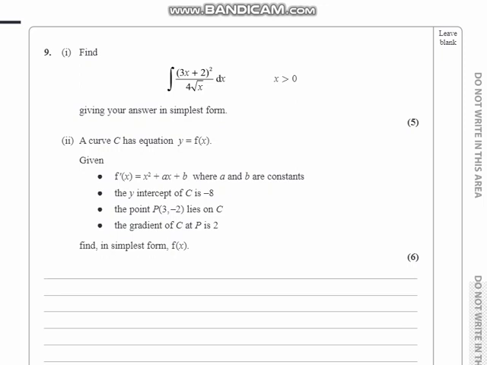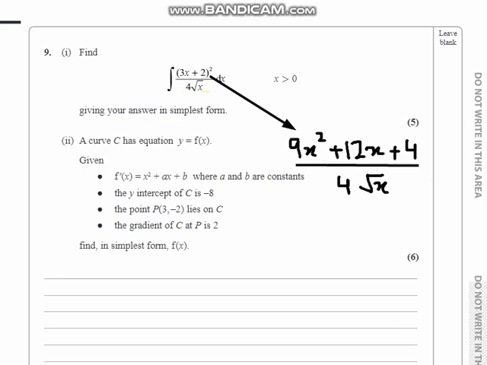So the very early marks from these 5 marks are for simplifying this whole function into a function that can be integrated. This is possibly a very complicated function to be integrated at first. So what I'll do is expand the bracket and write it in x form, which can use the power rule. After expanding the bracket I'll be getting 9x squared plus 12x plus 4, and that's all over 4 root x.